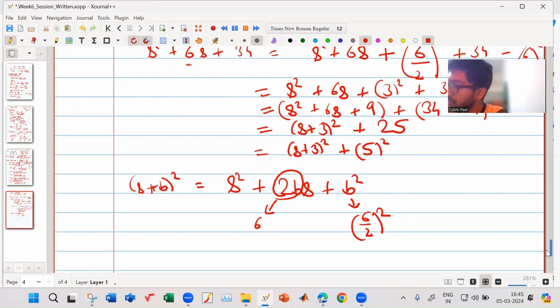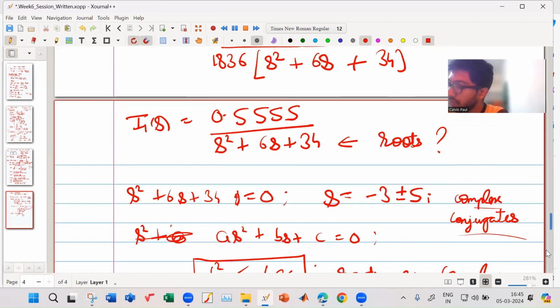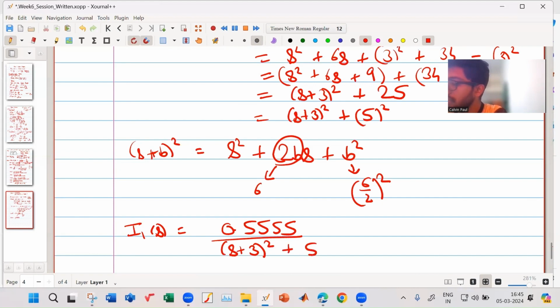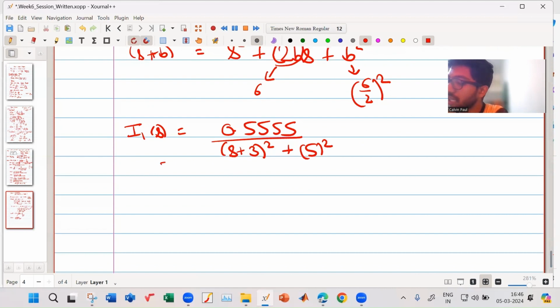So now we go here. We got I1 of S is 0.555 upon S square plus 6S plus 34. So we write our I1 of S is equal to 0.555 upon S plus 3 the whole square plus 5 square. Now we have to take the inverse Laplace transform. What will you get it to be?